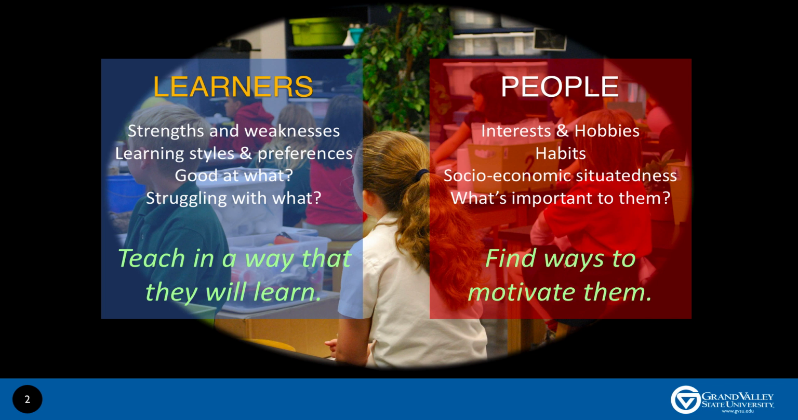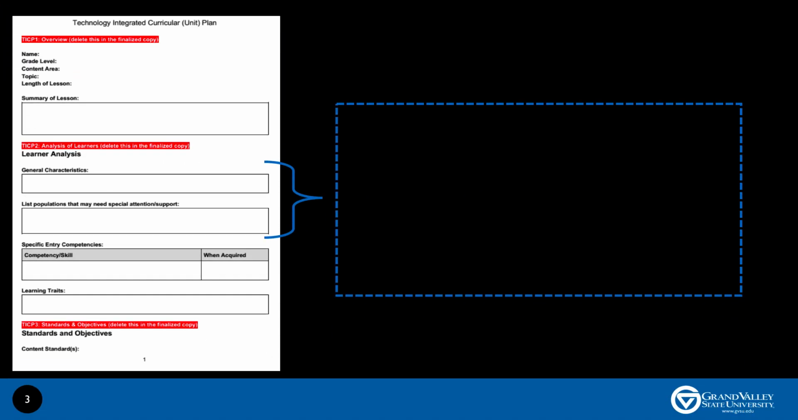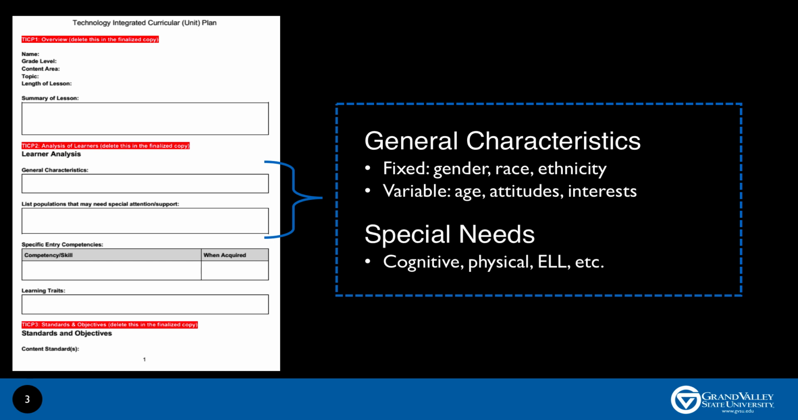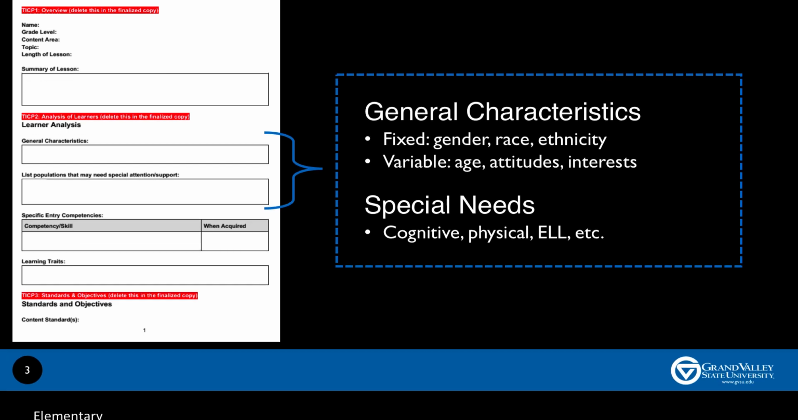Let's take a quick look at each section of the learner analysis that you're required to complete for the second milestone of the TICP. For the general characteristics, we should be thinking about what are the fixed and variable characteristics of our target learners. And for the students with special needs, include a description of possible students who may have special needs.